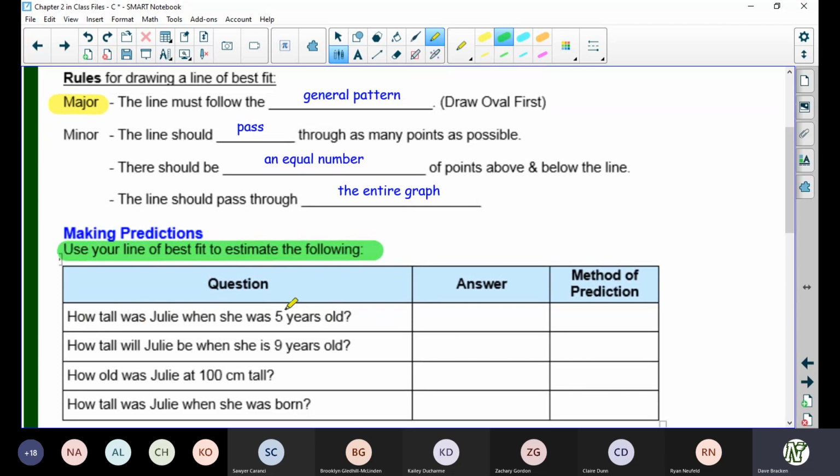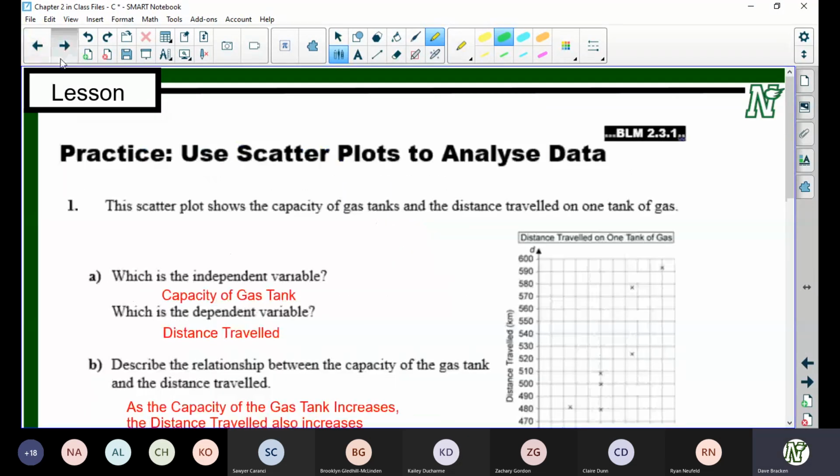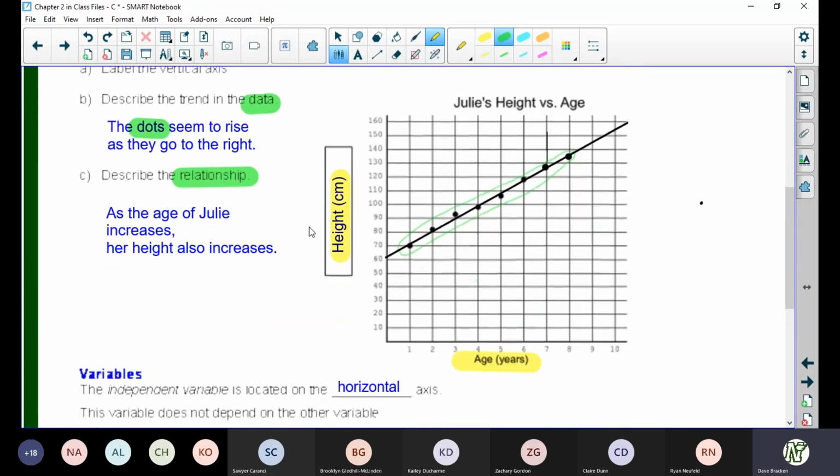How tall was Julie when she was 5 years old? How tall was Julie when she was 9 years old? So I'm going to do both of these right now, 5 years old and 9 years old. So we're going to go back to our scatter plot right here. I know you can go to the table and find exactly how tall she was when she was 5 years old, but we're not going to do that. It says to use your line of best fit. So we go down to the piece of information they give us, which is 5 years old. And I scroll across and I say, there's 5 years old right there. Using our line of best fit, how tall was she?